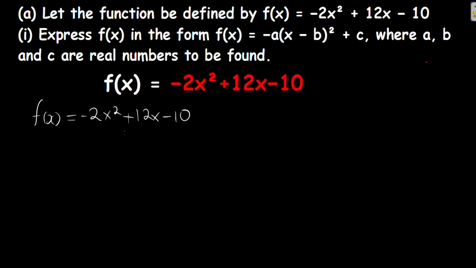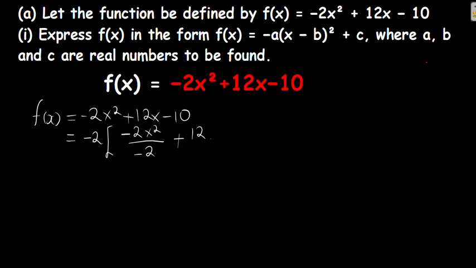Now, the first question says express f of x in the form f of x equal to negative a open bracket x minus b close bracket squared plus c, where a, b and c are real numbers to be defined. So when you have something like that, what do you do? First of all, I'll factor out negative 2. When I'm factoring out negative 2, I mean it is just the same as negative 2 there, then you divide by negative 2. That's the meaning there.